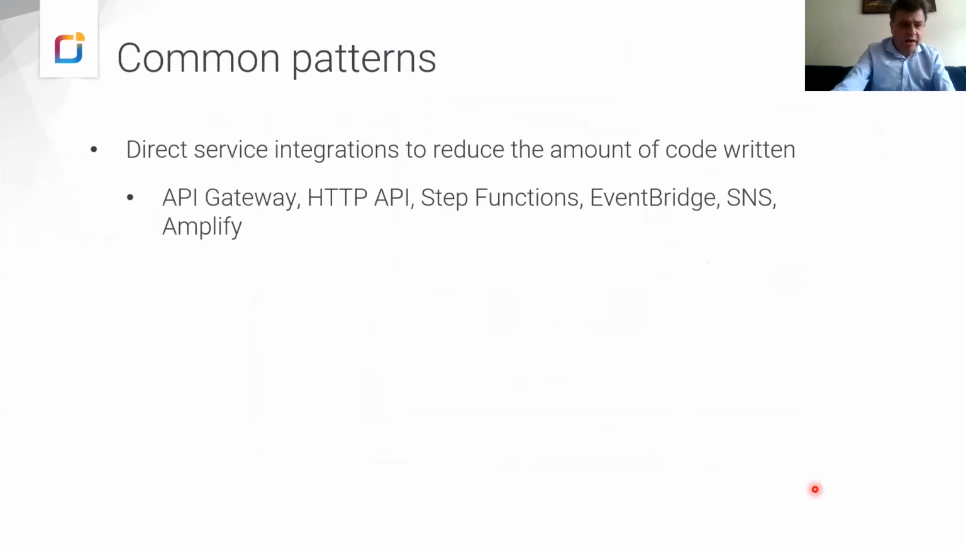So the common pattern that I currently see is direct service integrations to reduce the amount of code written. And you have a lot of services which support this pattern. API Gateway I've shown you, EventBridge I've shown you, but there are also HTTP API, Step Functions, SNS, and also Amplify, all going in this direction.